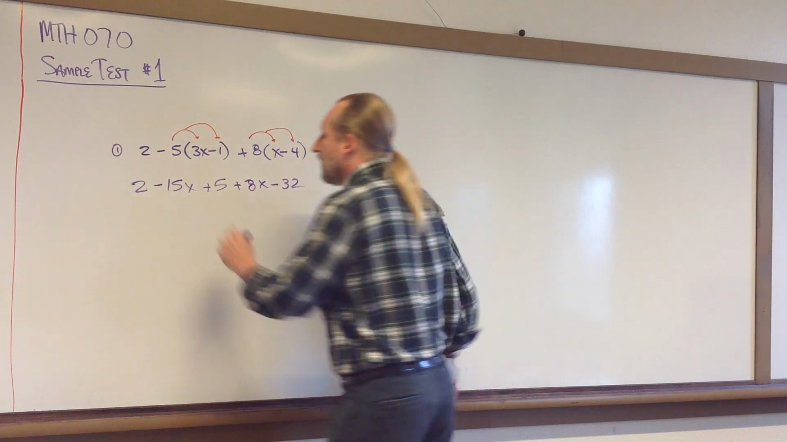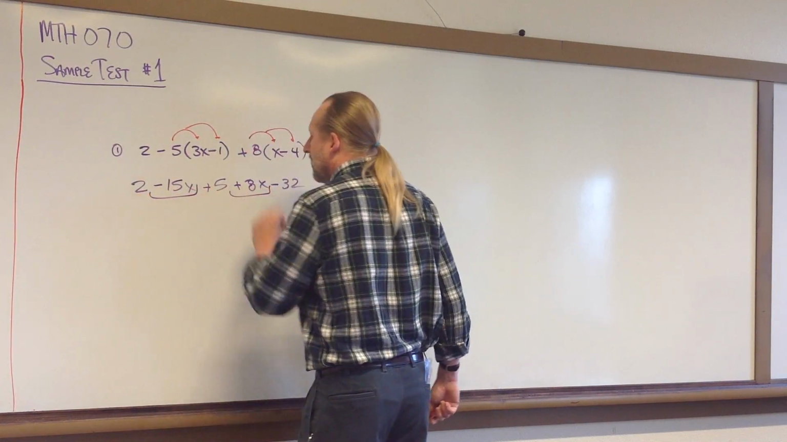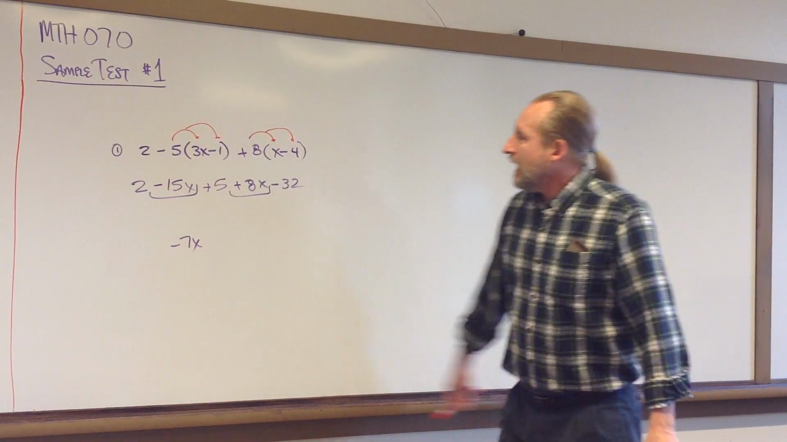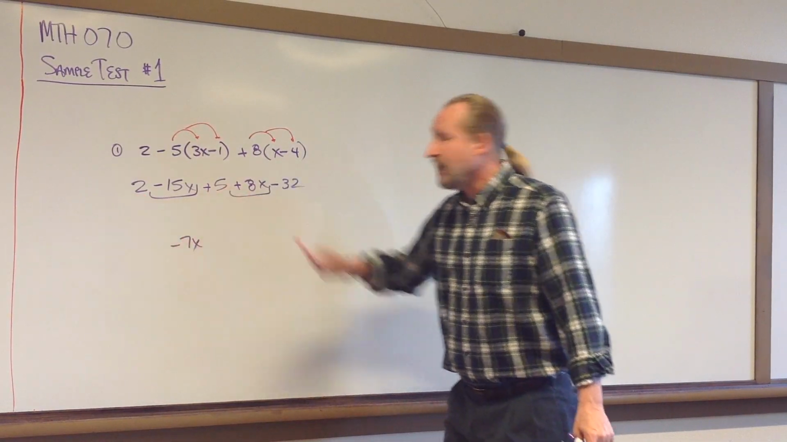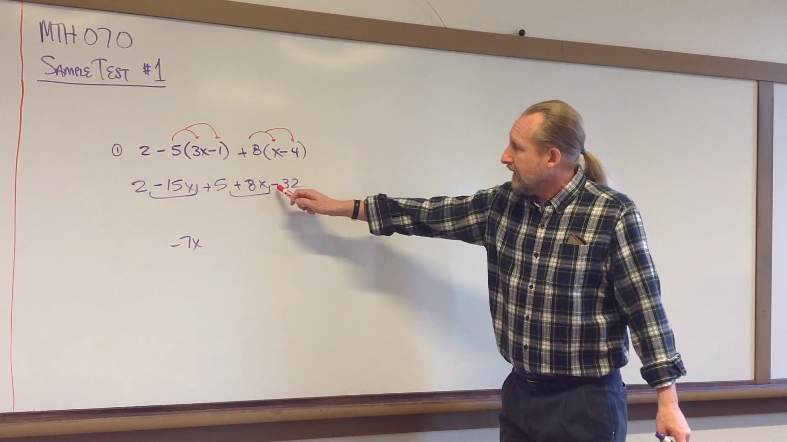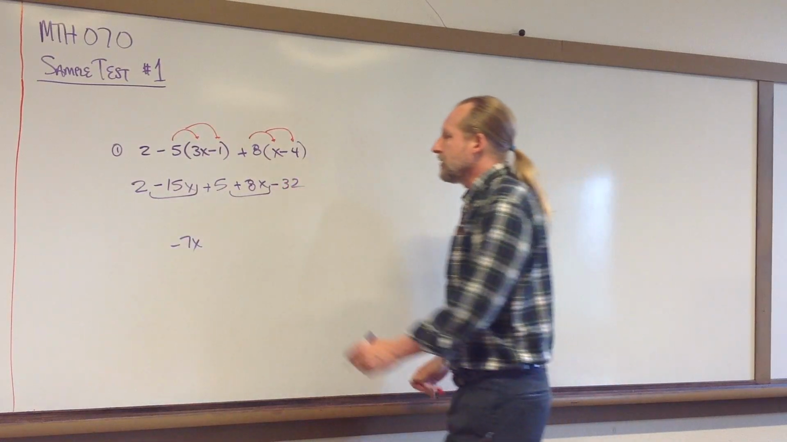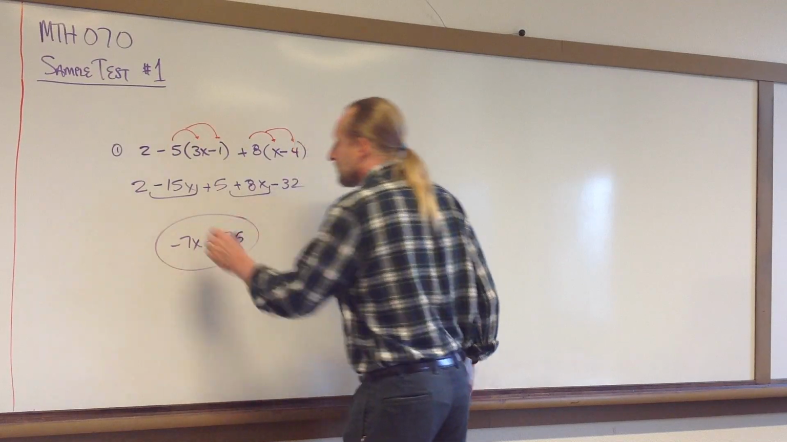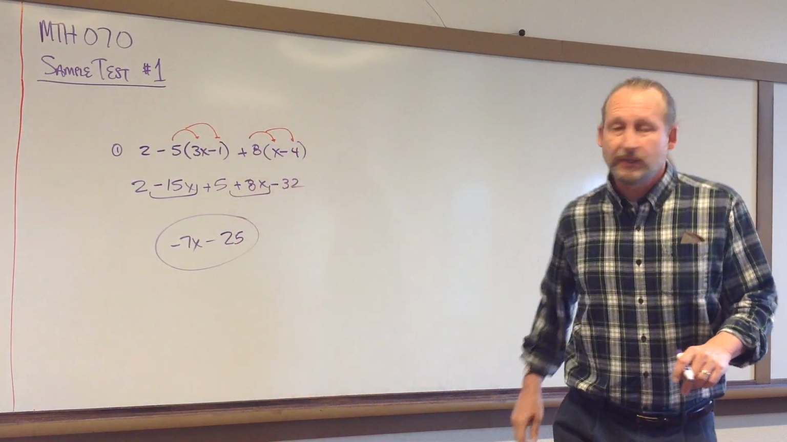So we've got the minus 15x and the positive 8x, and that makes negative 7x. And then 2 plus 5 is 7. And then that 7 minus 32 would be negative 25. So there we go, negative 7x minus 25.